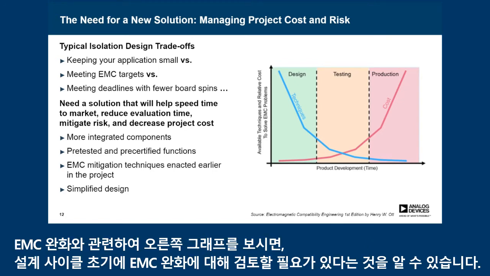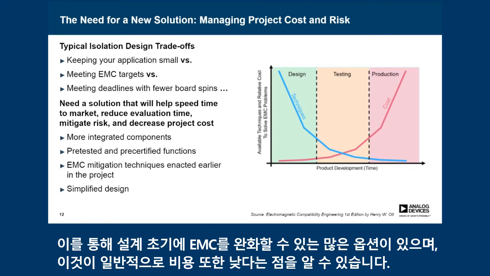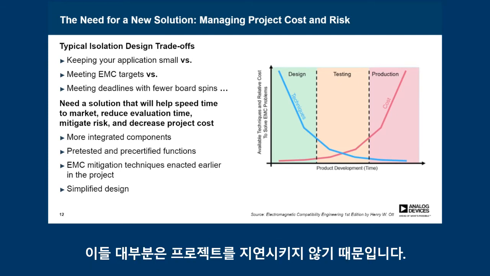When you talk about EMC mitigation, the graph on the right here talks a little bit about the need to look at EMC mitigation early in the design cycle. The curves here show versus time the availability of techniques in blue and the cost of implementing those techniques in red. And you can see that early in the design there are many options for mitigating EMC, and generally the cost is low. And most of that is because you're not delaying the project.